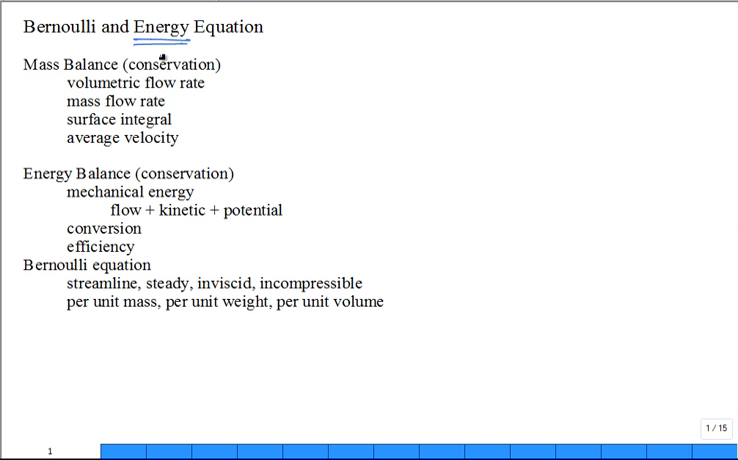There's two derivations in this chapter of that equation. I'm going to go with the energy derivation of that equation because I think it's more robust and long term. So we'll start with the mass balance, energy balance, and then get the Bernoulli equation. There's a few things and topics we need to cover about the mass balance, okay?